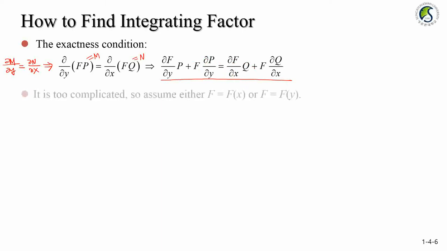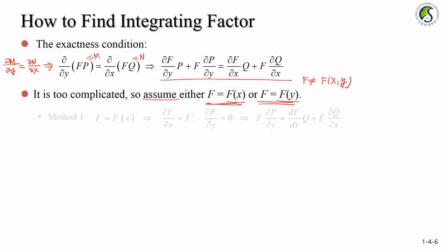So we have to make a judgment: we assume f to be either f of x or f of y, not f equal f of x comma y. This is too complicated. So let's take it that f is either a function of x or a function of y. So let's say you choose f to be f of x. Then we call this method 1, which is f to be f of x.